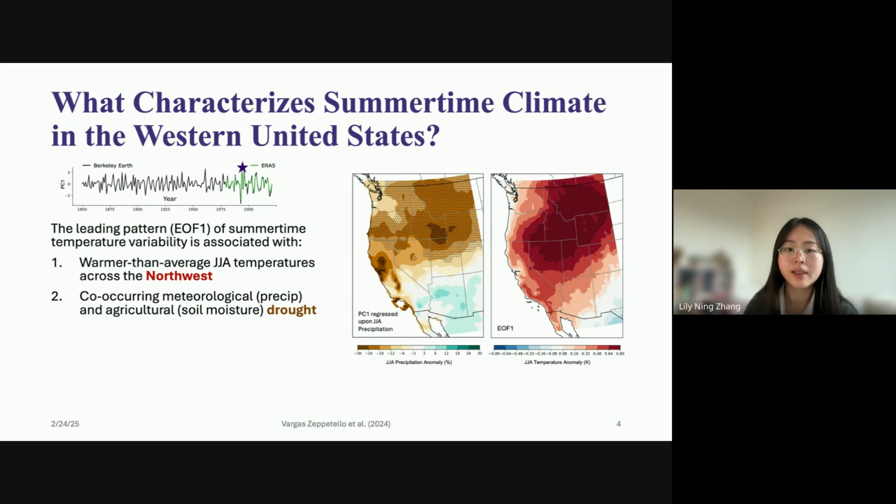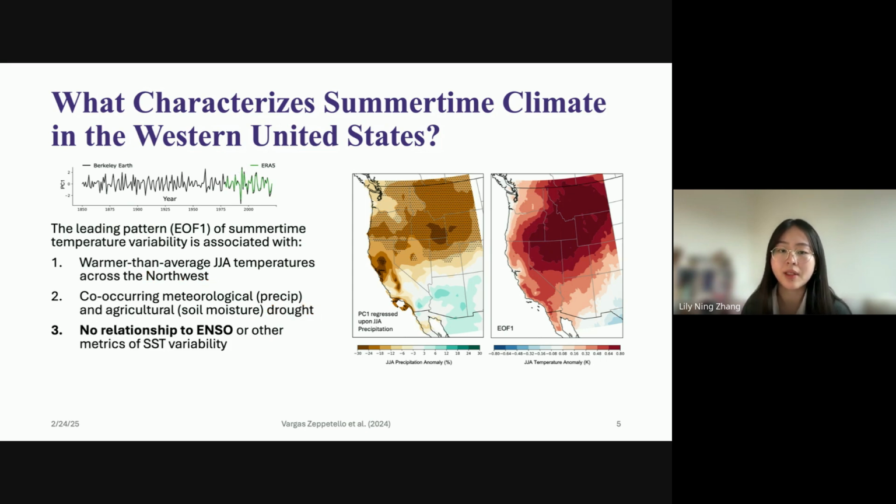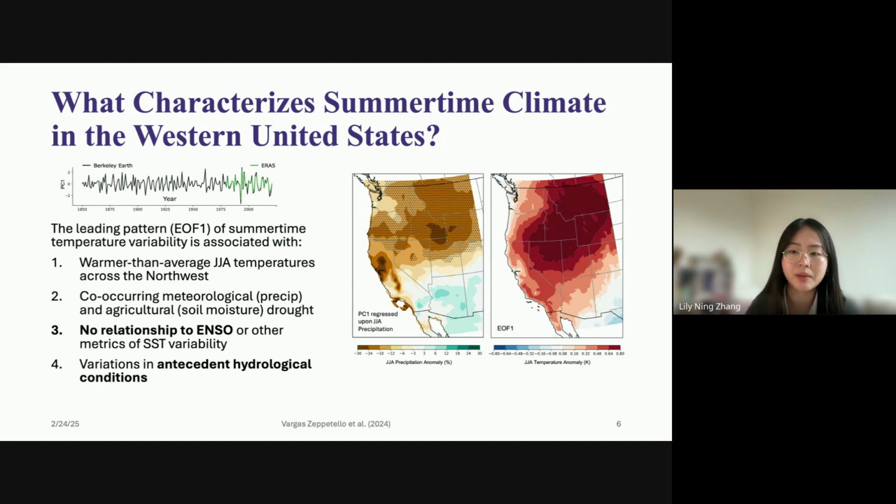So essentially what we're finding is that from year to year, temperatures during summer tend to vary in this very spatially coherent way. And when it's hot, it tends to also be dry, which might not be too surprising to you all. But what was surprising about our summertime temperature pattern is that it's not well correlated with ENSO or any other traditional metrics of SST variability, which we might typically think of as being the dominant modes of climate variability. Instead, we find that summertime temperatures have this really intriguing relationship to antecedent variations in hydrologic conditions.